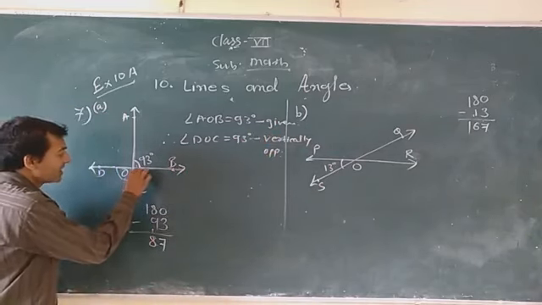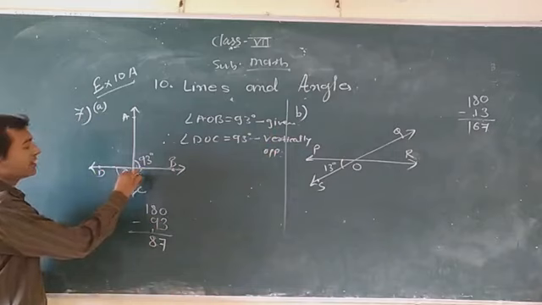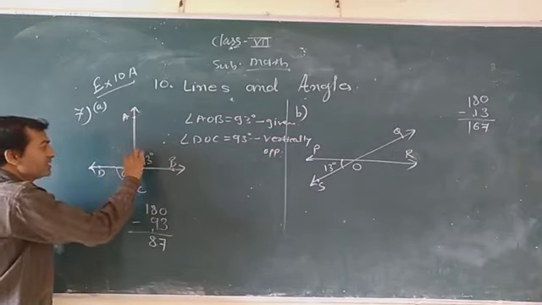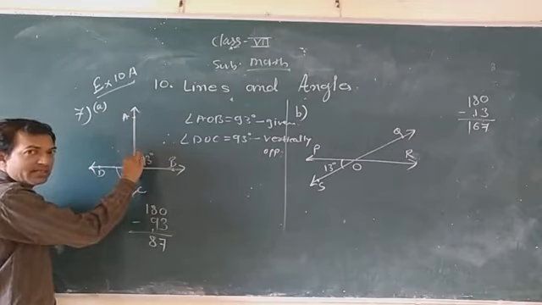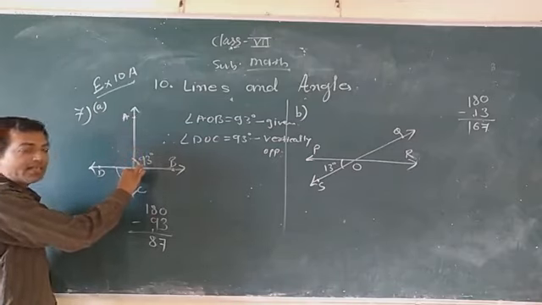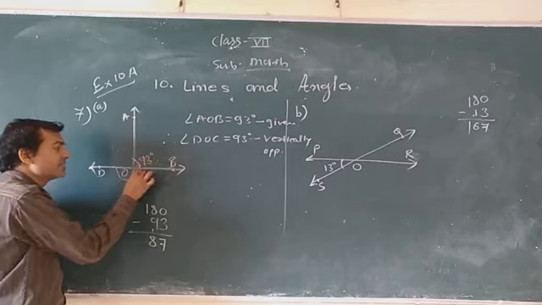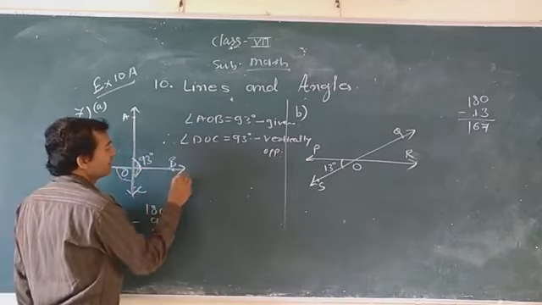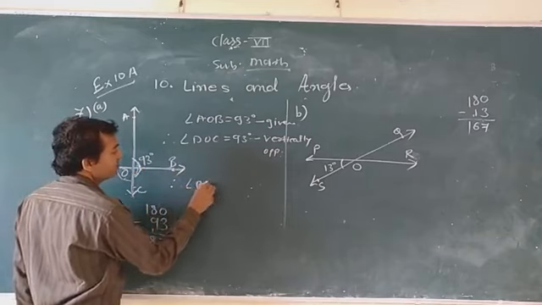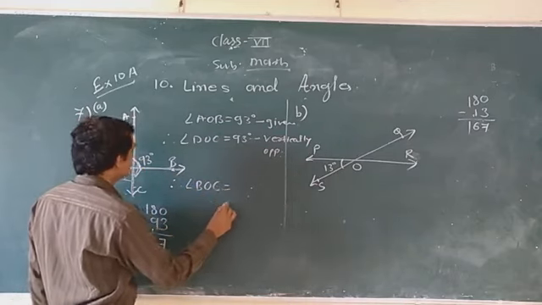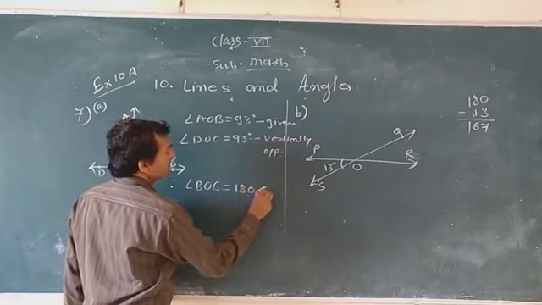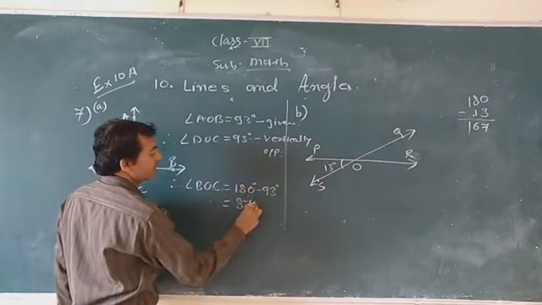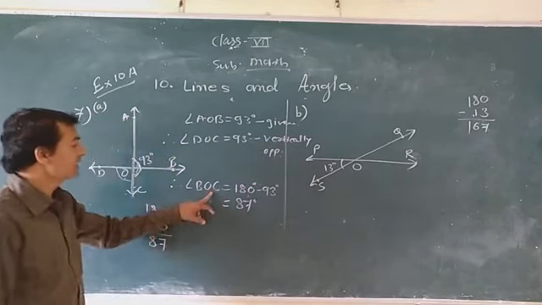Now you have to find this angle. Okay, how to find this angle? If you draw this line AC, this is a total straight angle, and the measurement of a straight angle is 180 degree. So you have to subtract 93 from 180. You can get the measurement of this angle BOC. Therefore, angle BOC is equal to 180 degree minus 93 degree. So this will be equal to 87 degree. In this way you can get angle BOC.